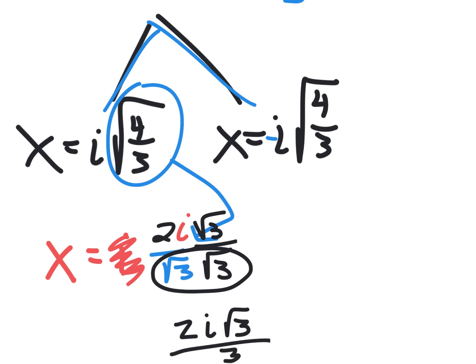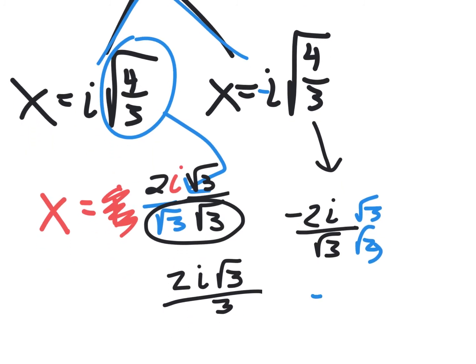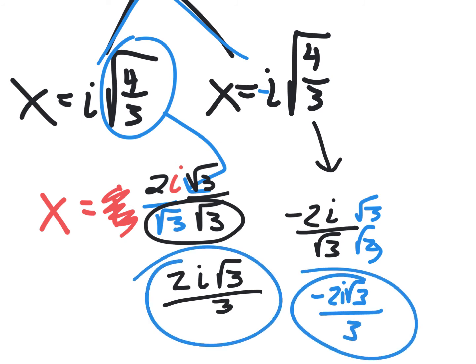My gosh, complicated stuff. And then this one, which would be negative 2i over the square root of 3 to start with, and then multiply by root 3 and root 3, and then I have negative 2i root 3 all over 3. Whew! Hello! Those are the imaginary roots.